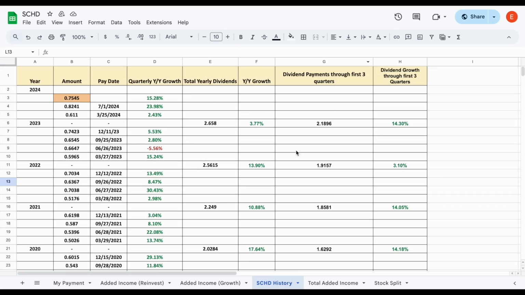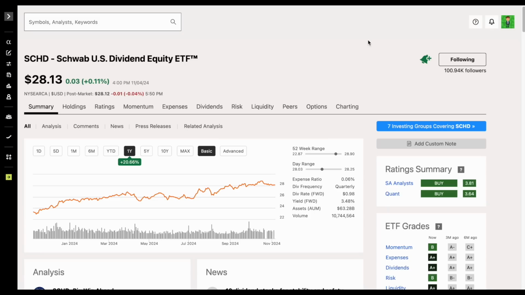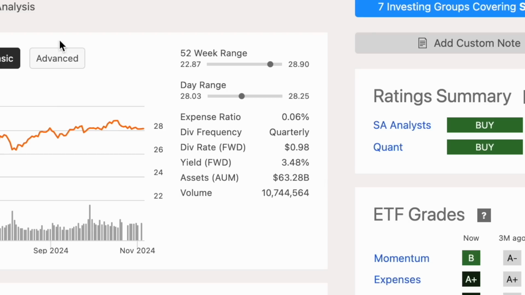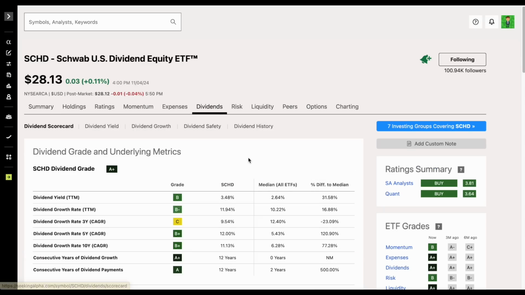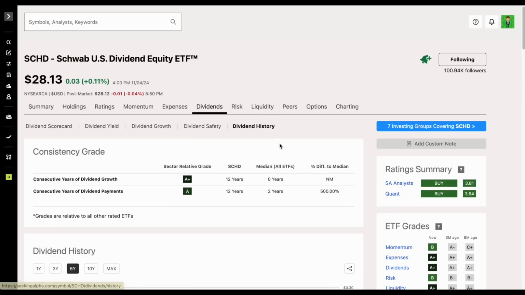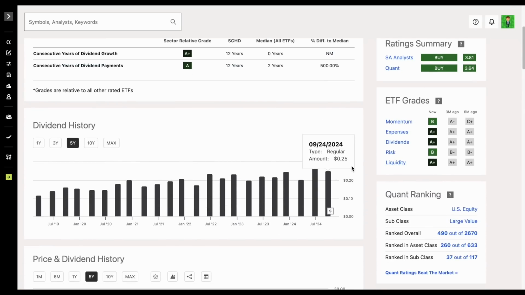Now, you're probably already familiar with why SCHD is so popular. They've seen great share price appreciation over the years. They have a nice starting dividend yield, sitting at about 3.5%. And look at the dividend growth rates. The 3-year dividend growth rate close to 10%, and the 5-year close to 12%, and the 10-year dividend growth rate above 11%. So they have a phenomenal history of increasing those dividends over time.